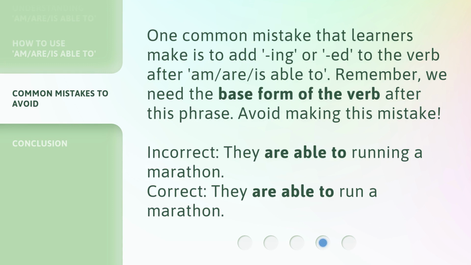One common mistake that learners make is to add ing or ed to the verb after am, are, is able to. Remember, we need the base form of the verb after this phrase. Avoid making this mistake. Incorrect. They are able to running a marathon. Correct. They are able to run a marathon.